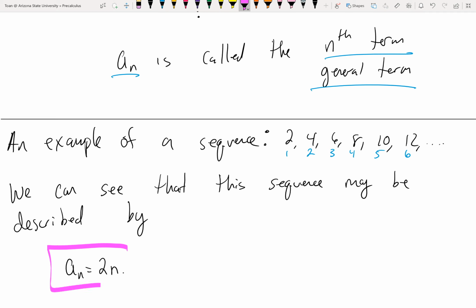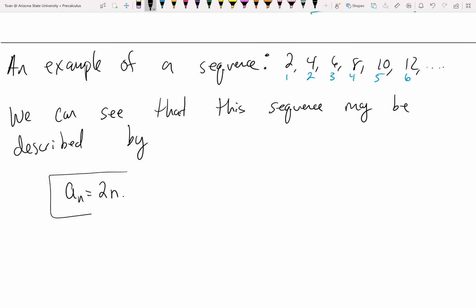We would say what I'm boxing here is the formula of the sequence because, well, what do you get when you plug in n equals 1? You get a 2, as expected. What do you get when you plug in n equals 2? You get a 4, as expected. What do you get when you plug in n equals 3? A 6, as expected. So you can see how a sub n equals 2n is a formula that describes the sequence.